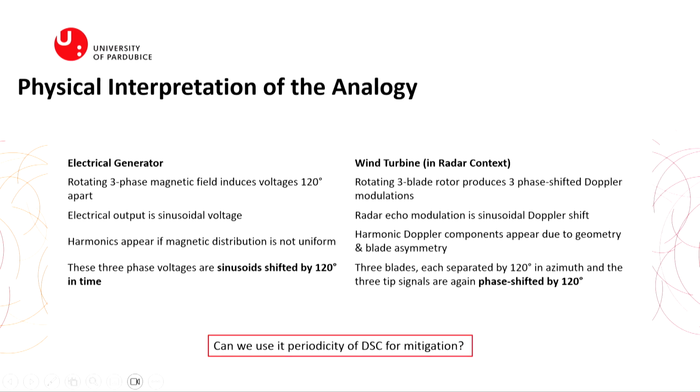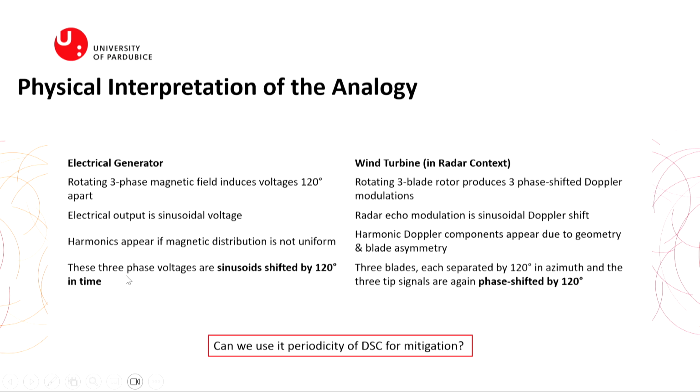So we have a rotating three-phase magnetic field, inducing voltages shifted by 120 degrees. We have a rotating three-blade rotor, producing three-phase shifted Doppler modulation. A similar principle, not the same, of course. The electrical output is a sinusoidal voltage. The radar echo modulation is a sinusoidal Doppler shift. Okay. Harmonics appear if the magnetic distribution is not uniform. Harmonic Doppler components appear due to geometry and blade asymmetry.